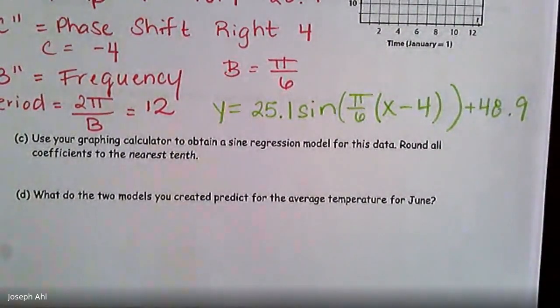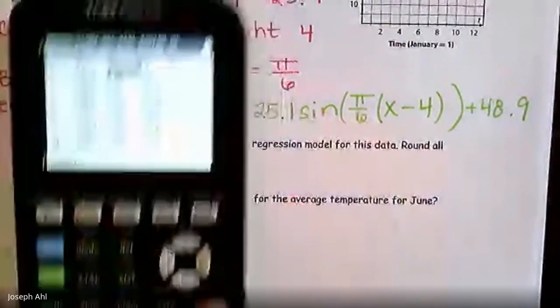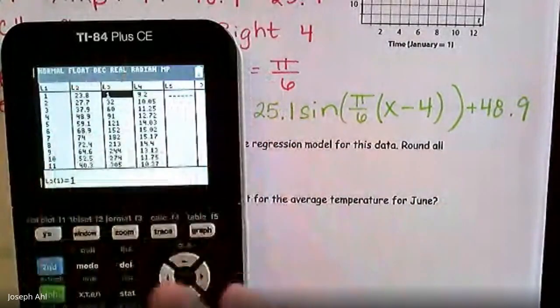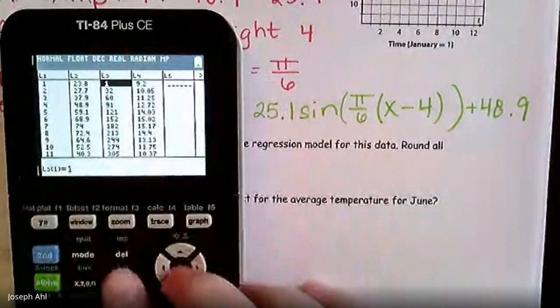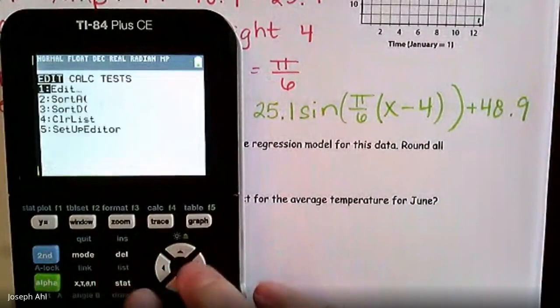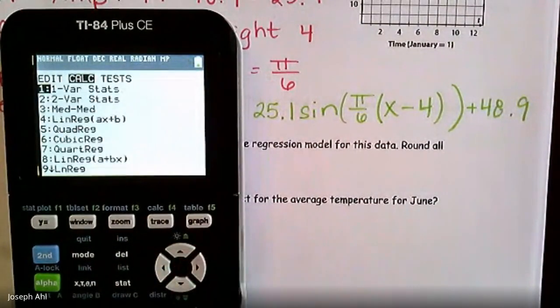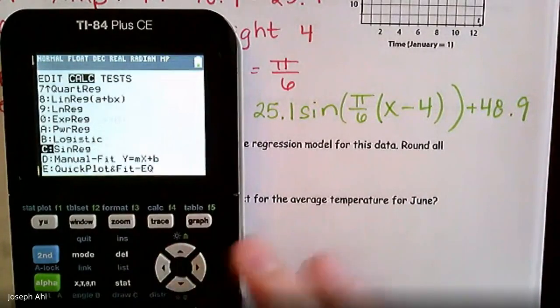Here we go. So we got stat edit. I have my data already typed in. This is actually the data for what we're going to get to on the back in just a moment. But if I go to do a sinusoidal regression, maybe you've already found it. Stat calc. It's option C.